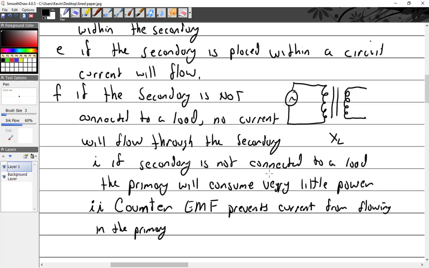So what's happening is the EMF is building up to such a high degree in this little transformer coil that it actually shuts down any current from flowing in the primary. So it basically self-regulates. It's self-shutting down. Counter EMF prevents current from flowing in the primary.